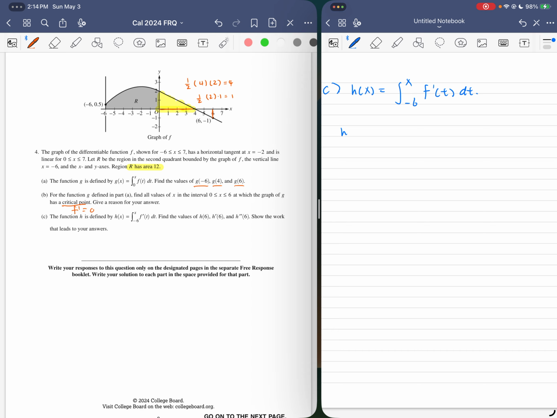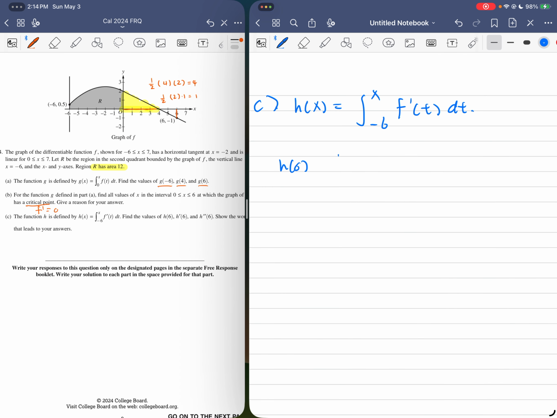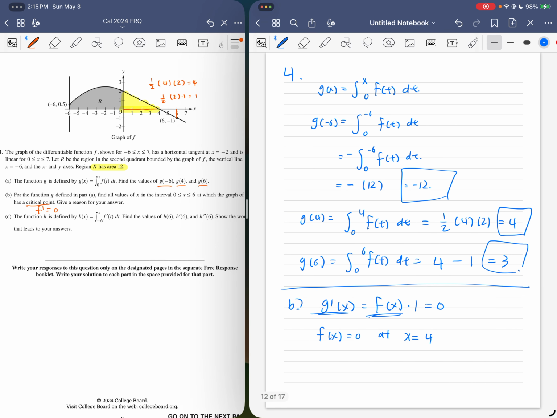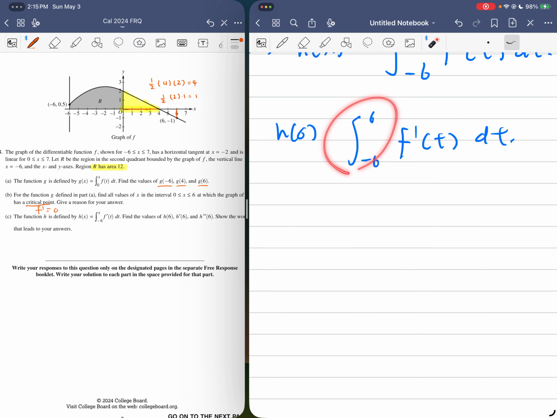Okay, let's do the h of 6. H of 6 is the same thing as the integral from 6 to negative 6 of f prime of t dt. Now, do you see this is first derivative and this is antiderivative? So they undo each other, because in the previous question I couldn't really do it since that one was not a first derivative. But here I can, because it's a derivative and this is an antiderivative. So this is the same thing as f of 6 minus f of negative 6.